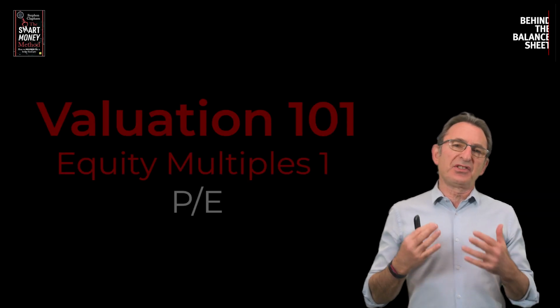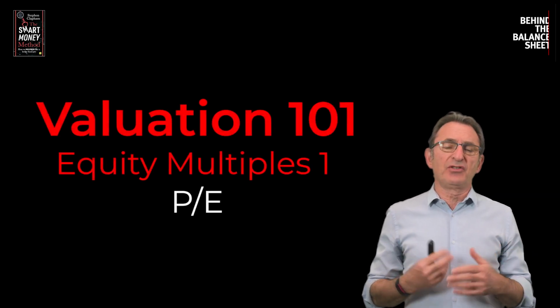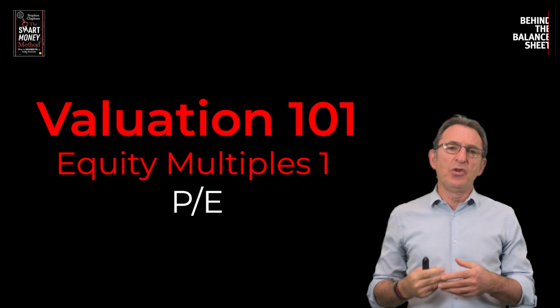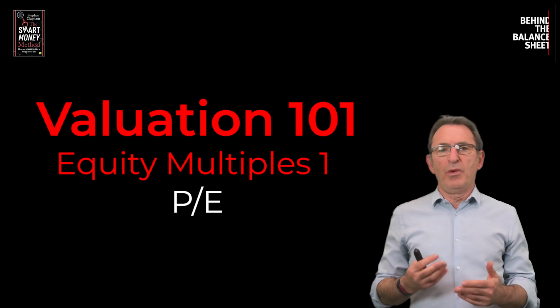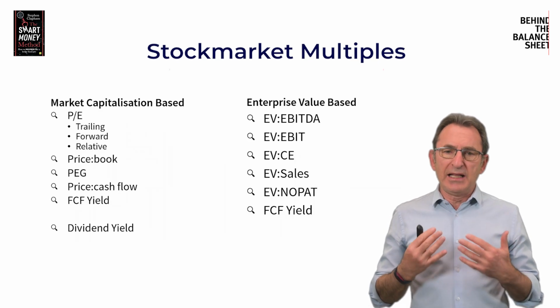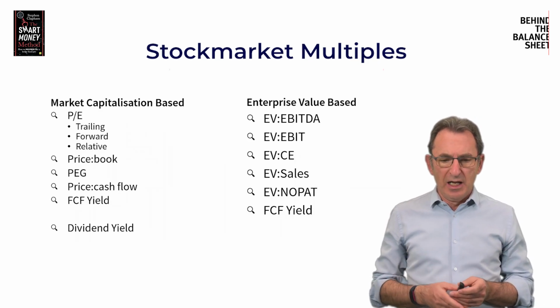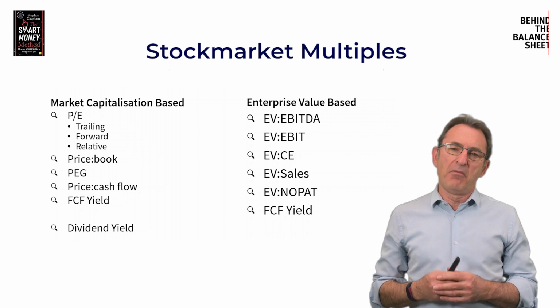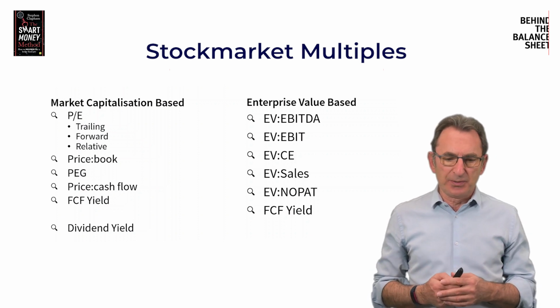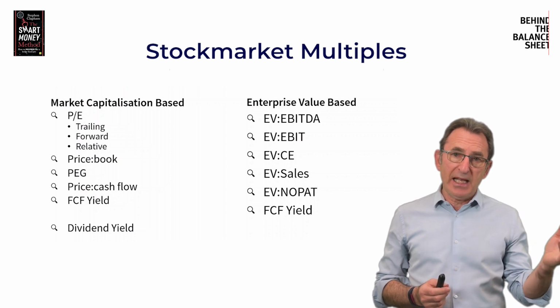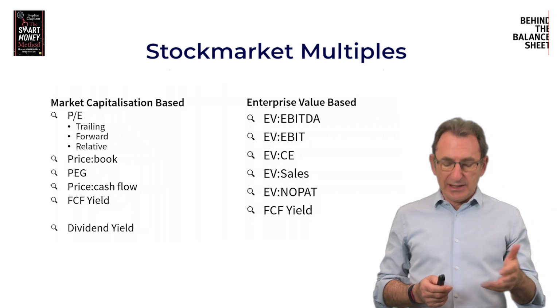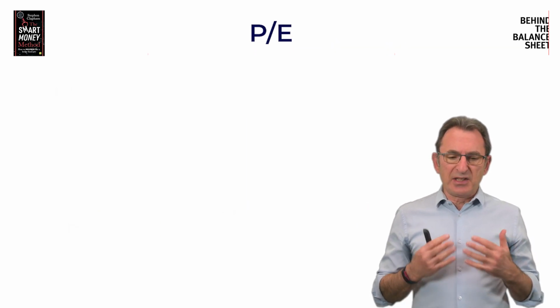This is the first of a set of videos that I'm going to record about using stock market valuation multiples. And we're going to start with the PE. The PE is the most common and the most popular ratio. You can see here that I've put down a whole bunch of market cap based and EV based multiples. And I've classified the PE into three. So you can have a trailing PE, a forward PE, and a relative PE. And I'll talk a bit more about those as I go through the video. The PE is the most common tool.